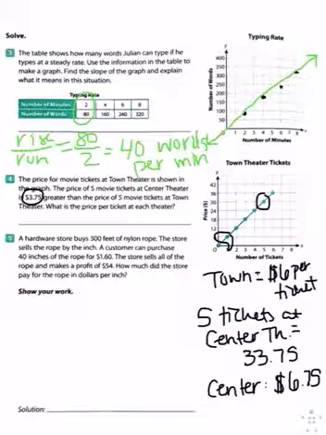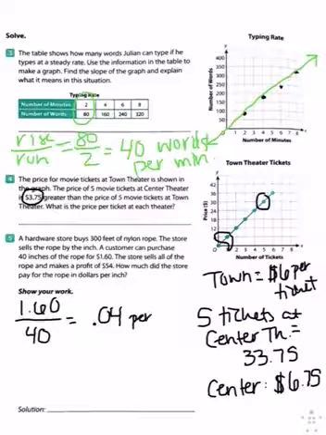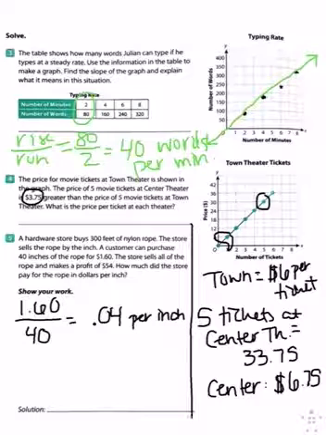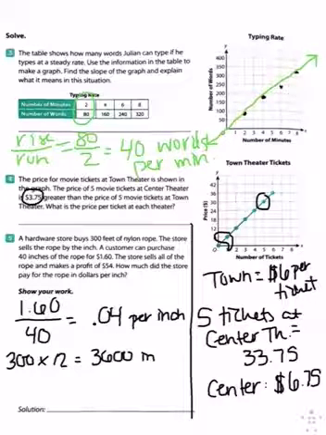So we first need to find the unit price. So we're going to take the $1.60 and divide by 40. And so you'll see that it costs 4 cents per inch. We're then going to take the 300 feet and multiply it by 12 because there are 12 inches in a foot, and you should get 3,600. So now we're both in inches.